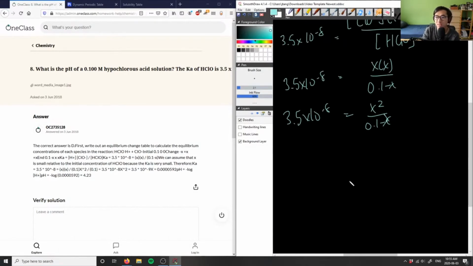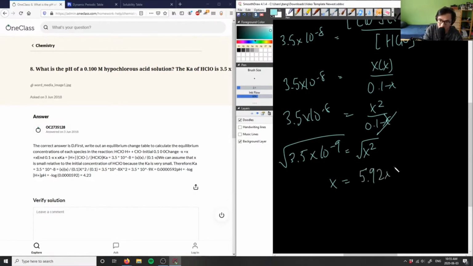Now, as you can see, I can do the assumption method. I can cross out this x here because I'm assuming that it is very, very small. So which means I'm going to get 3.5 times 10 to the negative 8, and if I move 0.1 to the other side, times 10 to the negative 9 equals x squared. I can square root both sides. So x here is going to equal the square root of 3.5 times 10 to the negative 9, which equals 5.92 times 10 to the negative 5. And this here is also equal to the concentration of our hydronium ion.